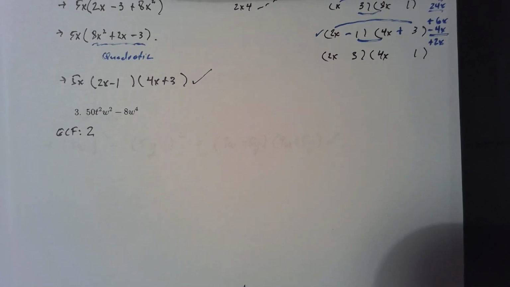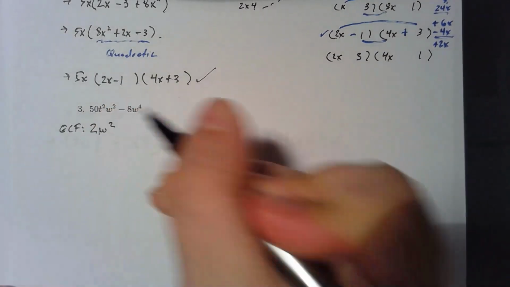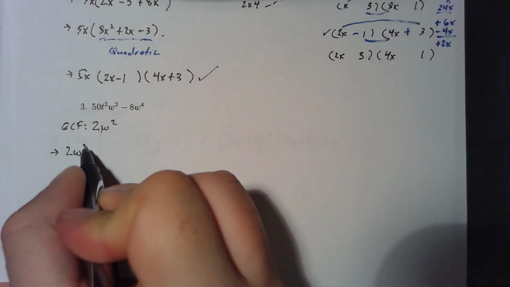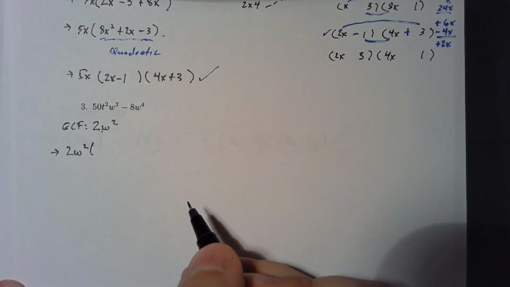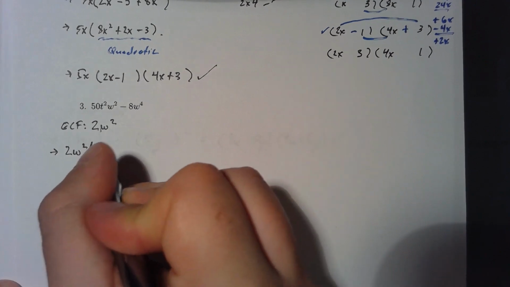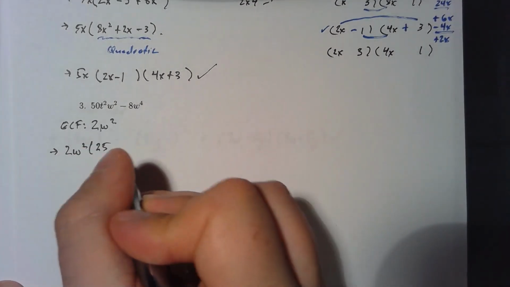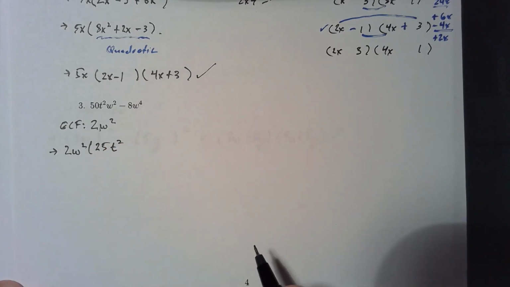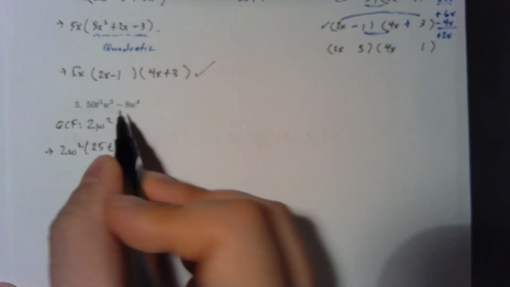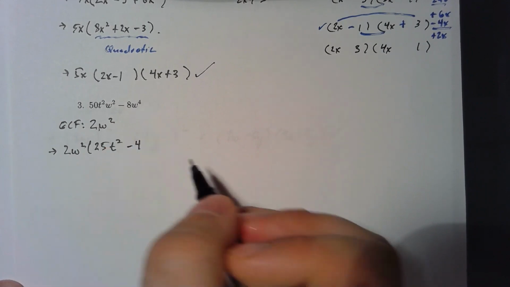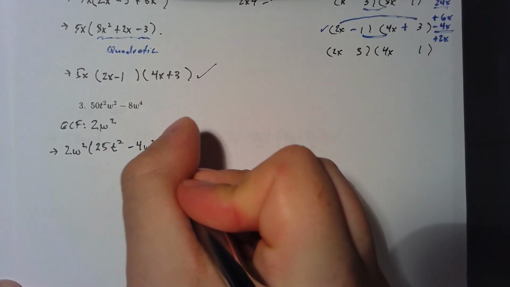Do they have any t's in common? No. Do they have any w's in common? Yep. How many? 2. Alright, so let's factor that out of there and see what we have left over. So 2 out of 50 is 25. w squared out of t squared w squared is t squared. 2 out of negative 8 is negative 4. w squared out of w to the 4th is w squared.